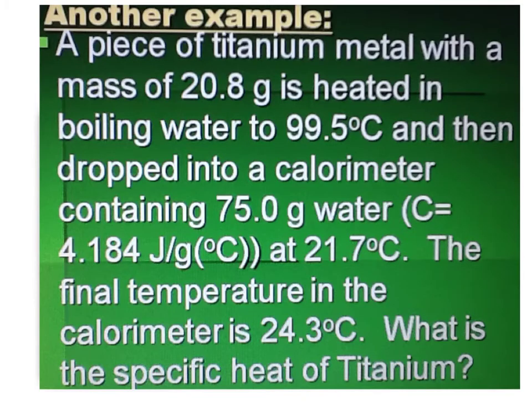Here we have another problem. This time we're putting titanium, that's at 99.5 degrees Celsius, into a calorimeter. This time they tell us how much water is in the calorimeter, but they want us to find the specific heat of the titanium. So we are going to be solving for C of the titanium. So go ahead and pause the video and get all of your givens written out, remembering to make two categories, one for titanium and one for the water.